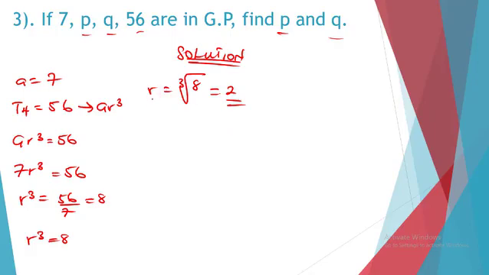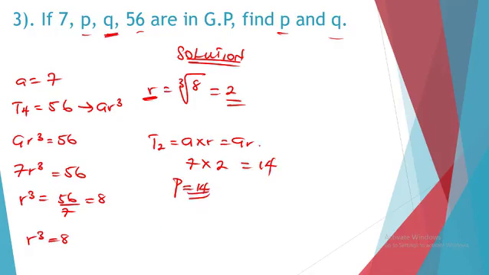Now we found the value of the common ratio. The second term, T2, is equal to a times r, which is equal to ar, where our a now is 7, our r is 2, so T2 is equal to 14. Then P is equal to 14.